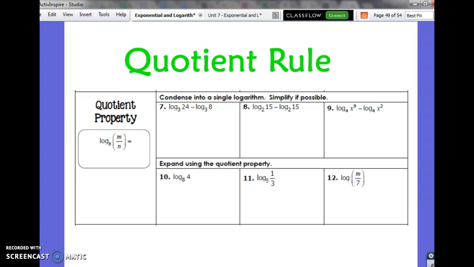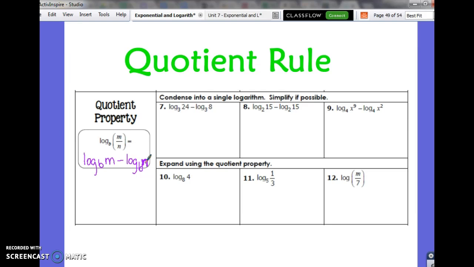The next rule is the quotient rule, or the quotient property, and it's very similar in that if you're taking the log of two things being divided, or the log of a quotient, you can expand that or separate that out by saying log of that base of whatever is on top minus log base whatever is on the bottom. So log of the top minus log of the bottom.